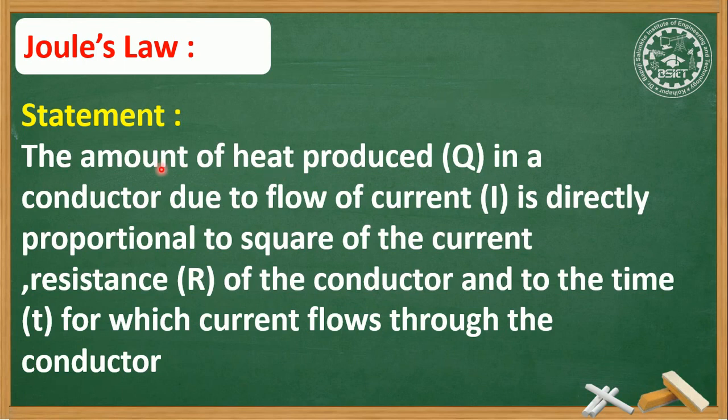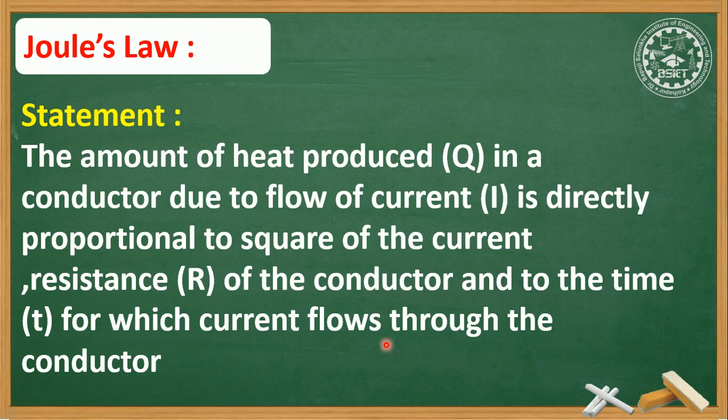The amount of heat produced in a conductor due to flow of electric current I is directly proportional to the square of the current, the resistance R of the conductor, and the time t for which the current flows through the conductor. See, we have just seen that if we pass an electric current through a conductor, the heat gets produced. It is called the heating effect of electric current that we have seen.